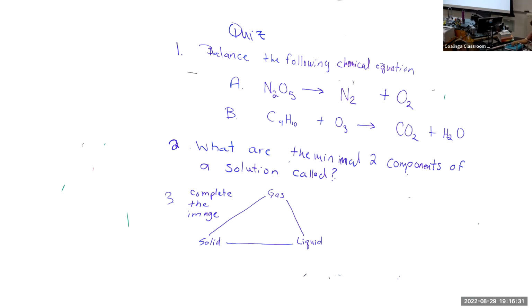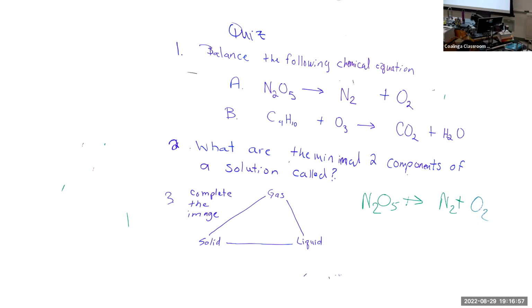Okay, so let's start off with the first one. N2O5 yields N2 plus O2. Okay, so first step is to do what? Are they balanced? Okay, write them out.